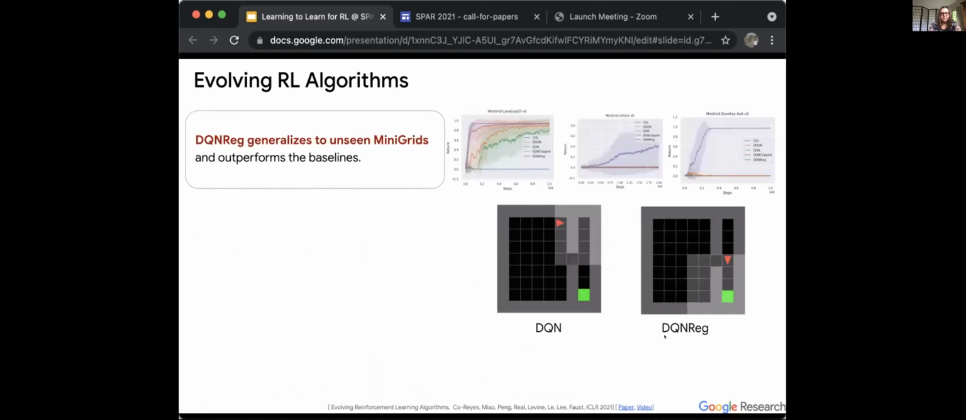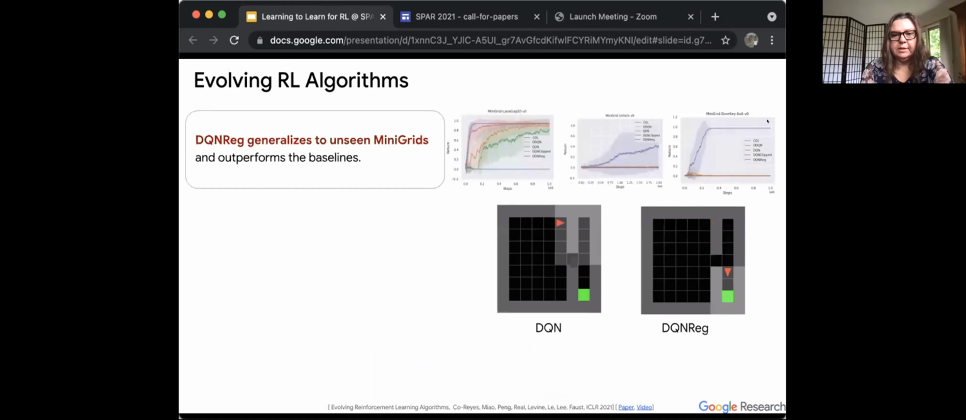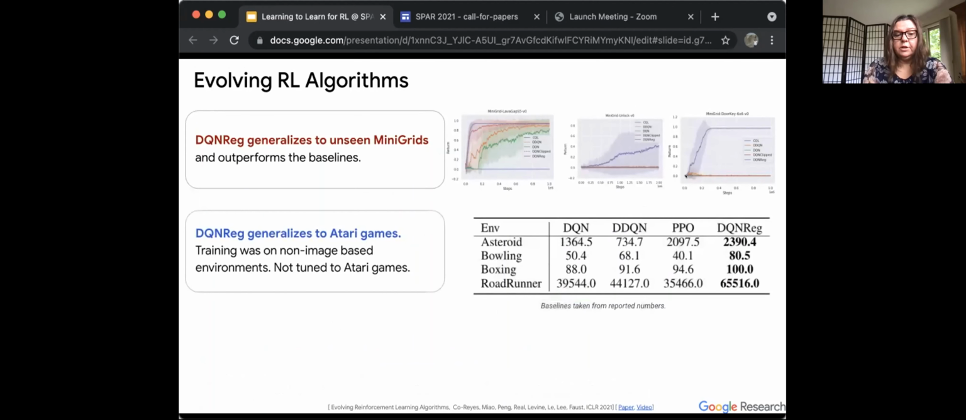And how well does it perform? Here on this graph, purple is the learned algorithm, and it's compared versus DQN, DDQN, CQL, and so on. And you can see in the mazes, a task it hasn't seen before, how much better it performs. It also generalizes to Atari games. The numbers here are taken from the reported numbers in the papers, so we did not rerun them. What's interesting here is that we trained it on non-image-based environments, and it was not tuned at all for the Atari games. So that's exciting.